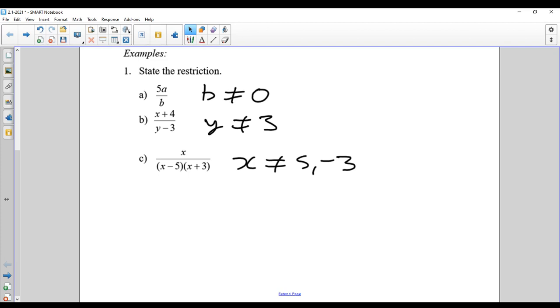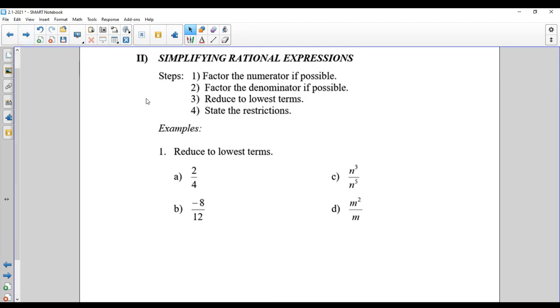You're saying use any value of x that you like, it's like asking for the domain, but don't use those. Those are off the table. Those are prohibited. And that's what a restriction is. So if I ask you for a restriction, as I will as we go through this, that's how you state your restrictions. Okay. Now let's simplify some rational expressions.